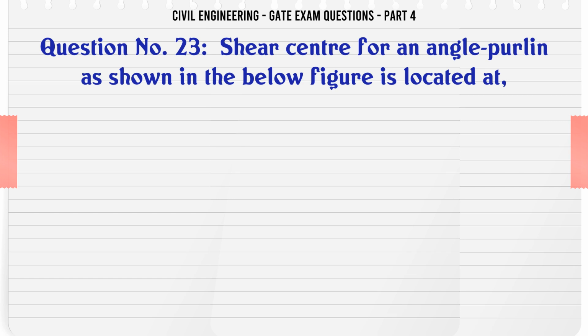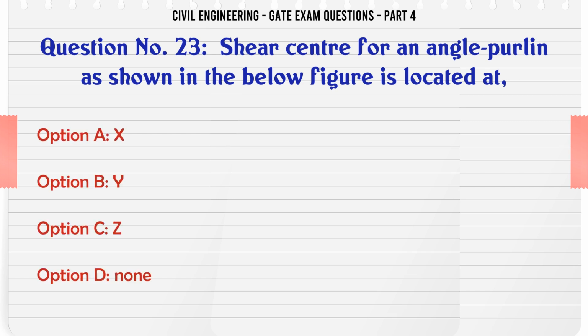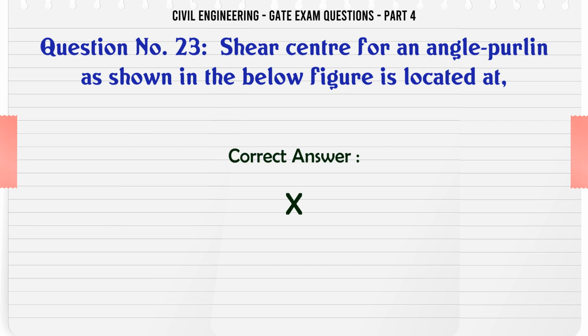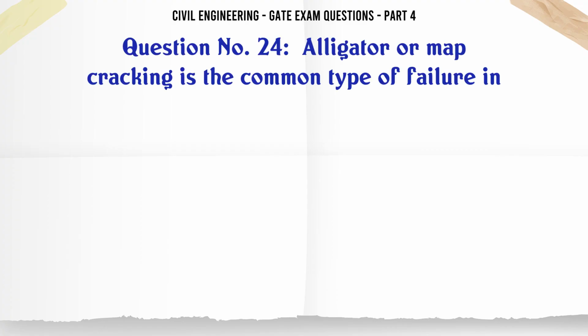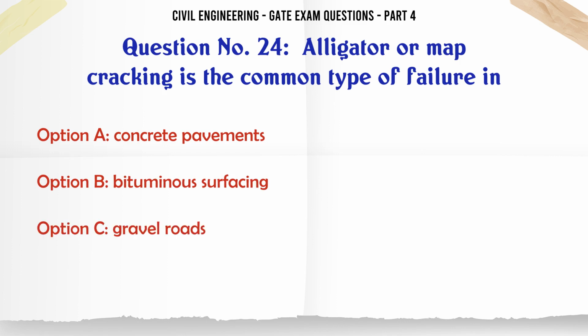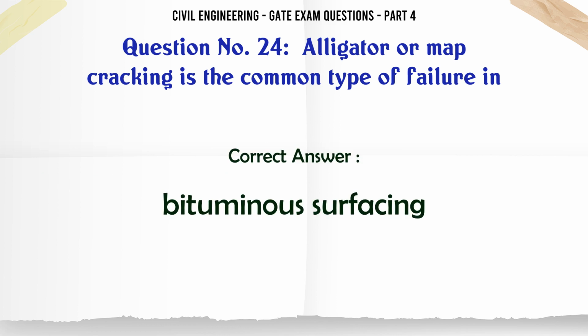7.63. Shear center for an angle-purlin as shown in the below figure is located at A. X, B. Y, C. Z, D. none. The correct answer is X. Alligator or map cracking is the common type of failure in A. concrete pavements, B. bituminous surfacing, C. gravel roads, D. WBM construction. The correct answer is bituminous surfacing.